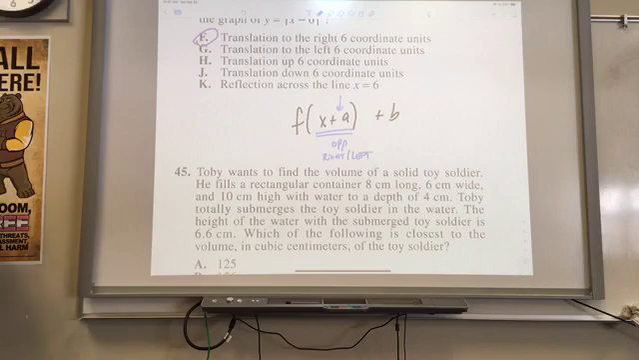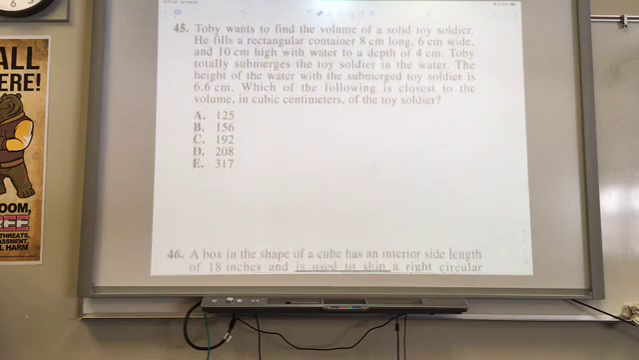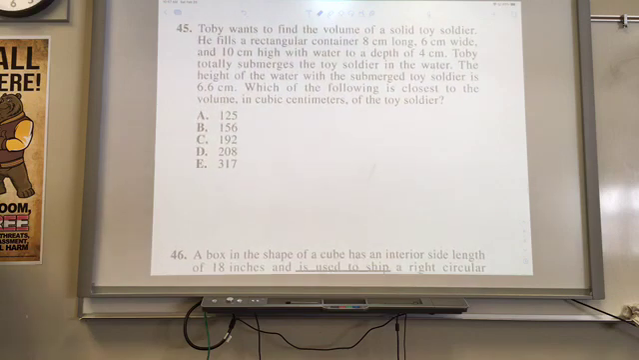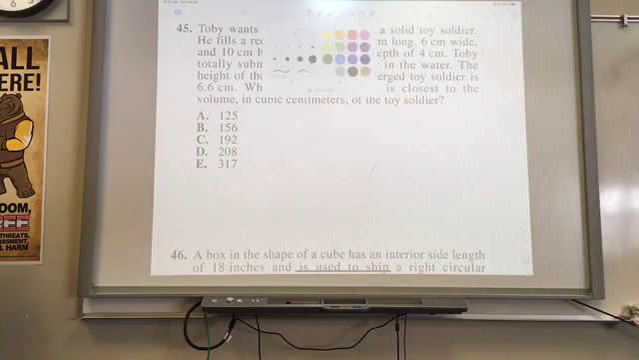If it says minus, it goes to the right. If it's positive, it goes to the left. And anything out here is the same, and it goes up or down. Plus goes up, minus goes down. Okay? So if you remember your transformations, that's a pretty easy one. I have seen so many questions like 45. This usually comes up quite a bit. So let's think about this real quick.